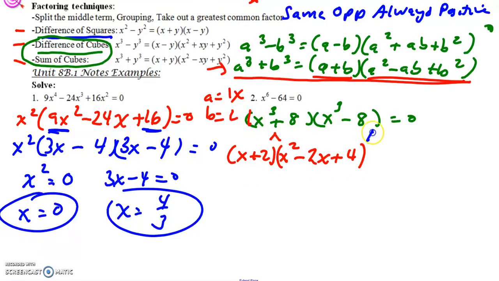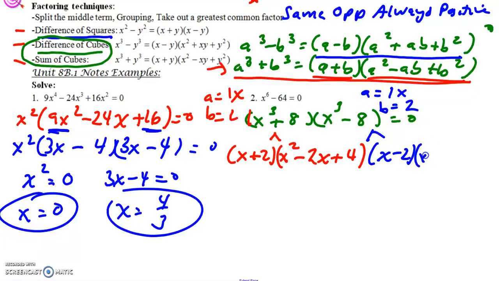If I switch colors, this one, the difference of cubes, is this formula, and ends up being almost the opposite of what we just did. So the A term is still 1x, and the B term is still 2. But now we follow this formula, and we say x minus 2, x squared plus 2x plus 4. So notice with the blue, again, it's same sign as this, opposite sign as this, always positive. And now all of this still equals 0.